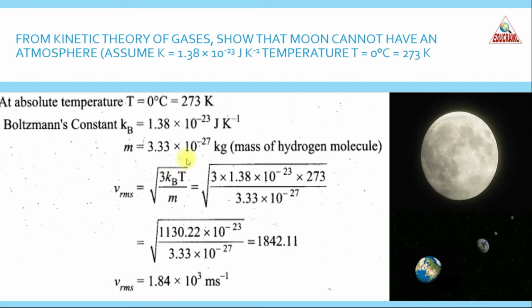So first we are calculating the VRMS of the hydrogen molecule using the formula V is equal to square root of 3kT divided by M. Substituting the values, we get the VRMS of the hydrogen molecule present in the gas surrounding the moon as 1.84 into 10 power 3 meter per second. So the gas molecules are moving with this much great velocity from the moon, so it will not be there in the atmosphere of the moon. With this velocity, they will be moving away from the moon. So the moon doesn't have any atmosphere.